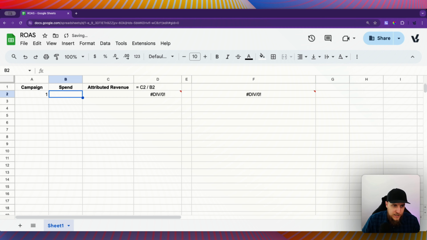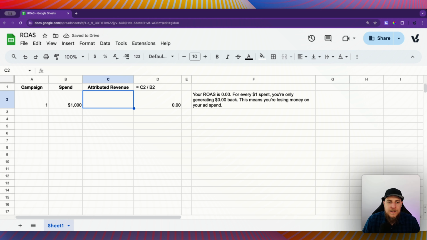So let's take a quick little example here. Let's just say we have our campaign one, and let's say we spent, I don't know, $1,000, okay, for easiness. And then our attributed revenue, this is an important point to talk about, needs to be the money that came back from each dollar that was spent inside of that one campaign.